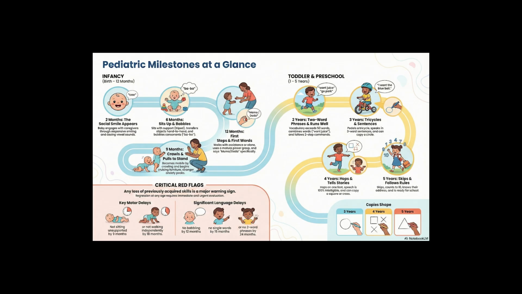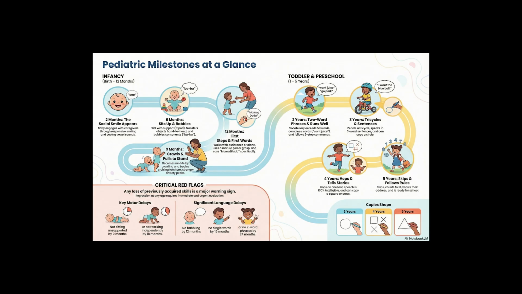And fine motor is moving from just reaching to actually manipulating things. Yes, you see the raking grasp? They use their whole hand like a rake to scoop up objects. Yeah. And they transfer objects from one hand to the other, which shows great bilateral coordination. And everything goes in the mouth.